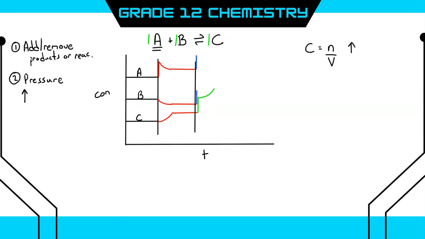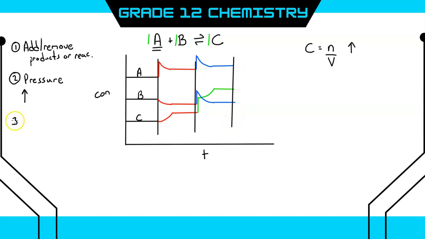Okay, what about our reactants? They will decrease. They'll each go down like so. And now at some point in time, they will reach some new equilibrium concentration.